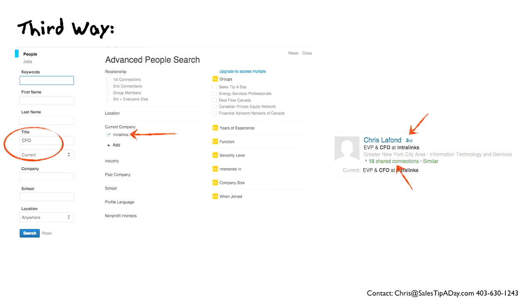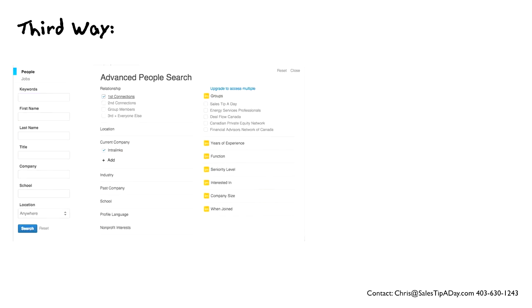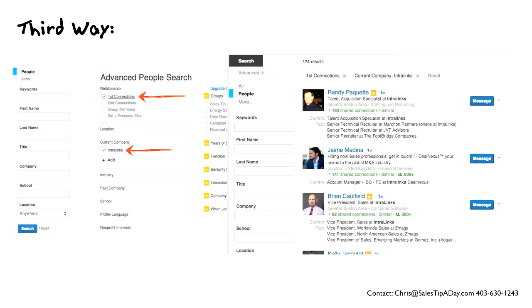Same sort of thing, if this person's a third level or a group level connection to me, I could go back into the advanced search and just look up any of my first level connections in this company and find that I've got 174 people that I'm connected to that could potentially introduce me into the person I'm trying to get to. So that's the third way that you can get into an organization.